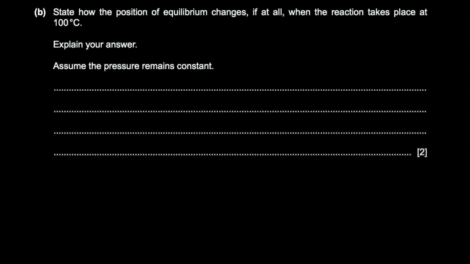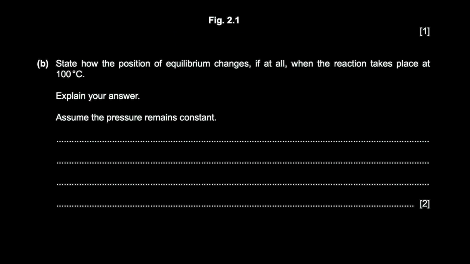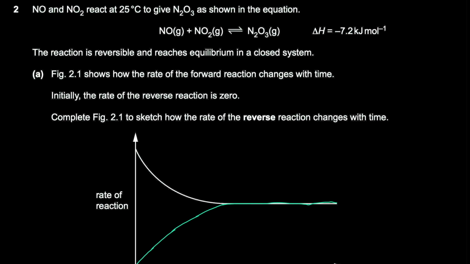State how the position of the equilibrium changes, if at all, when the reaction takes place at 100 degrees Celsius. Explain your answer. Assume that the pressure remains constant. So they've mentioned that this reaction is taking place at 25 degrees Celsius, and it's an exothermic reaction. If you increase the temperature to 100 degrees Celsius, which direction will the equilibrium shift in?